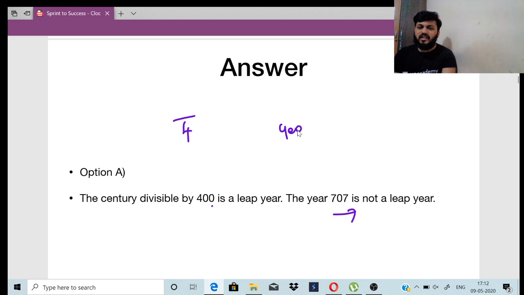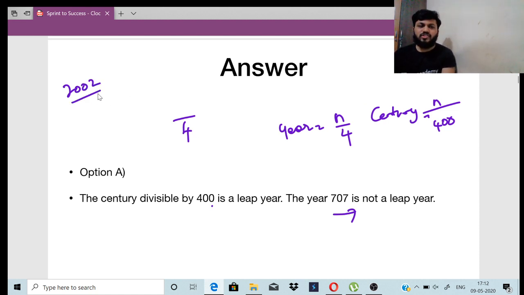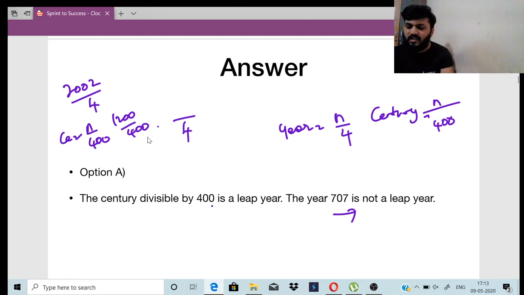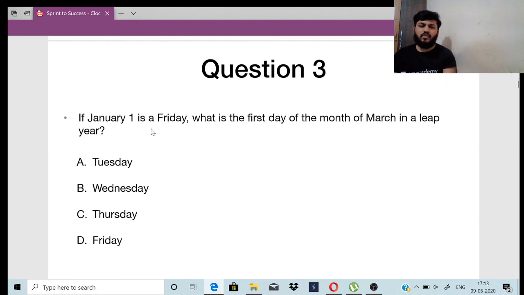If you take a single year into reference, it should be divided by 4. If you take a century into reference, it should be divided by 400. So if I give 2002, is 2002 a leap year? 2002 divided by 4 will give you the leap year answer. Similarly, when it is a century, it should be divided by 400, like 1200 by 400. Understood, everyone? So option A is the right answer. Let's move on to the next question.